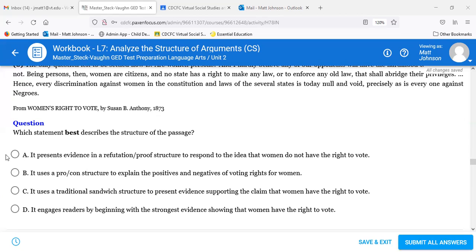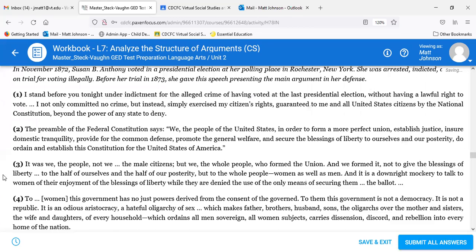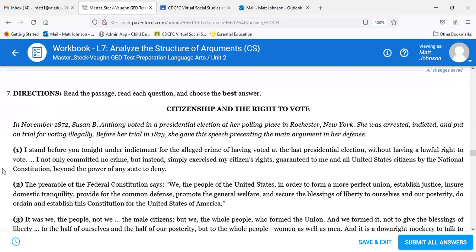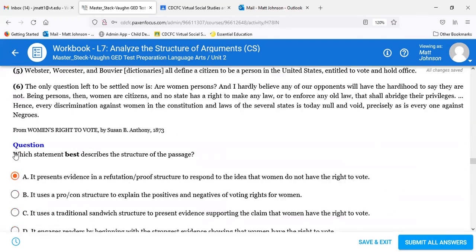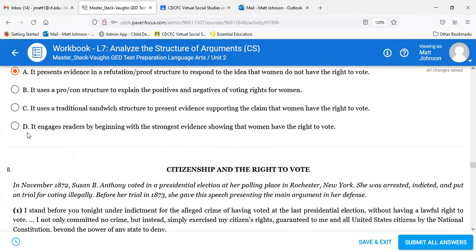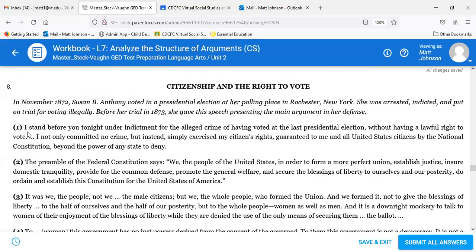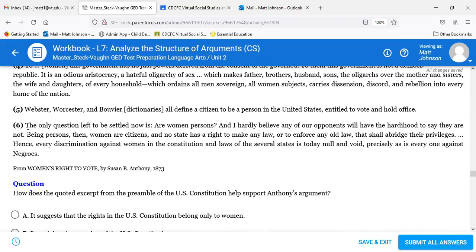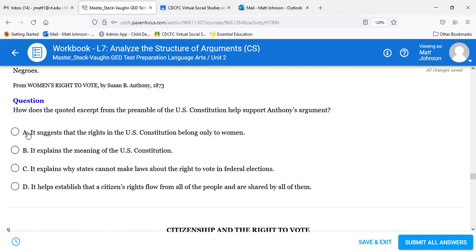A. Yep, that's another refutation, right? Refuting the claim, the idea that women should not receive the right to vote. All right, so A for number 7. Number 8, same passage. Sasha Gay, would you like to read number 8?